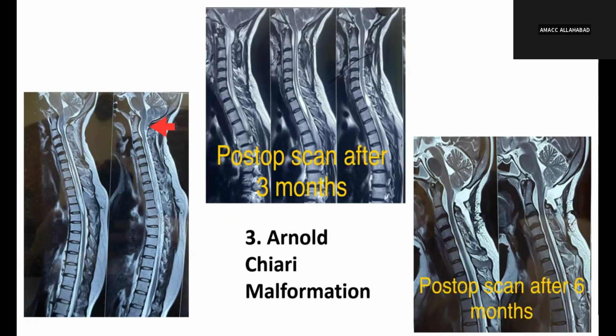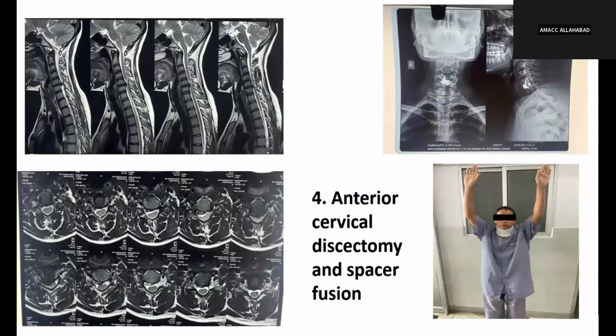And here, the canal diameter is open, CSF flow is adequate, and the CSF intensities on both sides of the cord are well seen here. So after 6 months, the patient was all right, and there is no problem now. So this is a lady, almost 30 years old female.